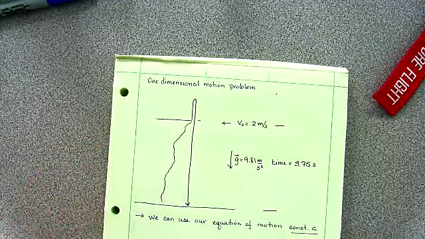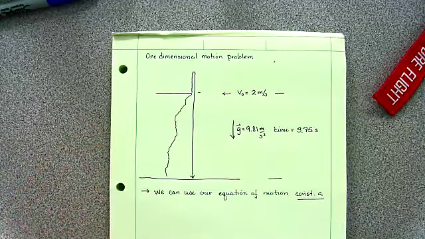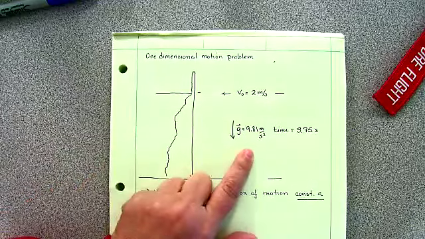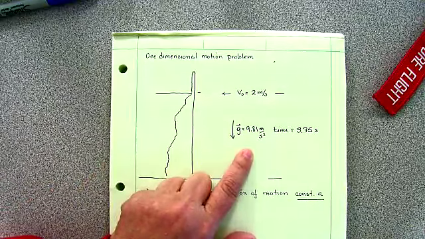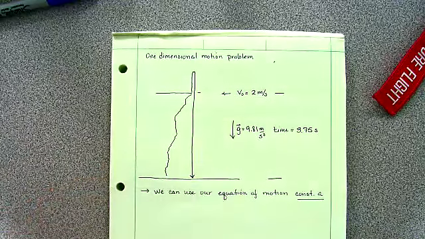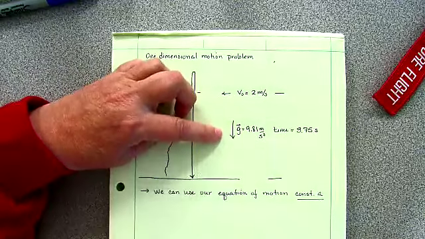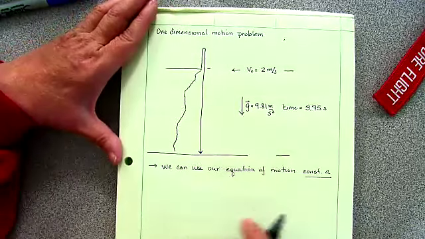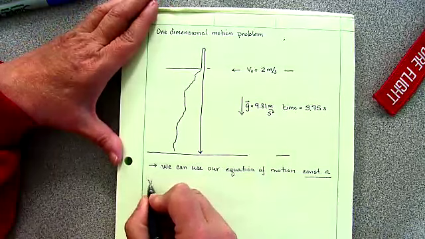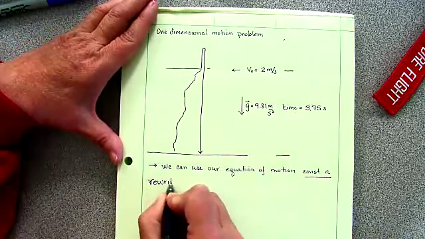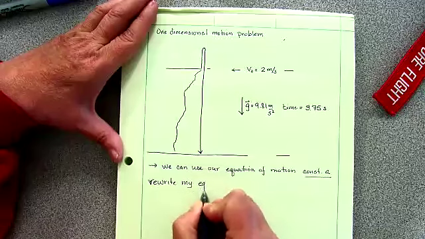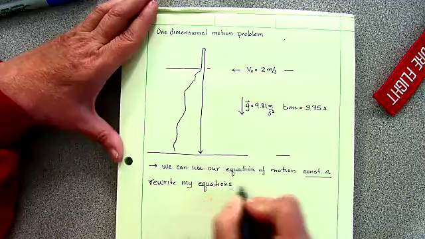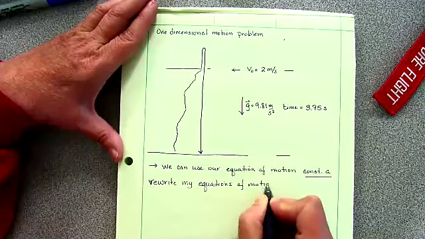Now, this is one of the tricky parts when we work these problems, because if we're doing things in the y direction, we always will have gravity, but the problem may not articulate that. The problem may not tell us that, oh yeah, by the way, you've got to use gravity. But we're also going in the downward direction. So because gravity's in the downward direction, I'm going to rewrite my equations of motion to account for gravity.